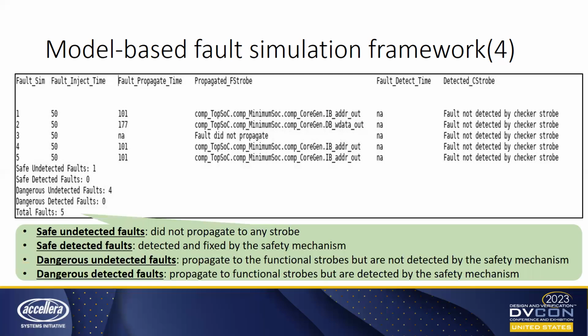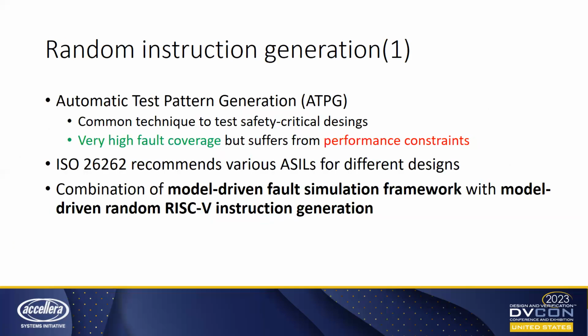And in total, here in the end, it shows the total amount of faults that we injected. So this is the output after our simulation of the generated test bench from the fault injection mechanism. So let's move on with the random instruction generator.